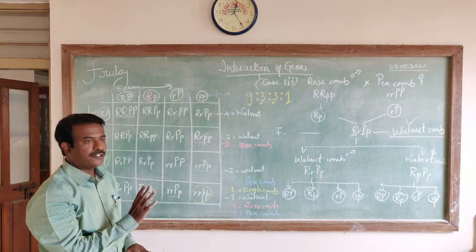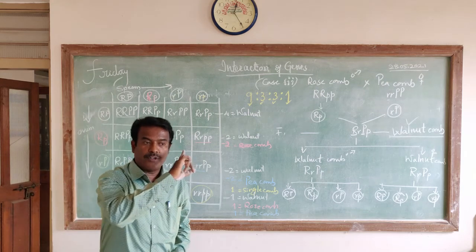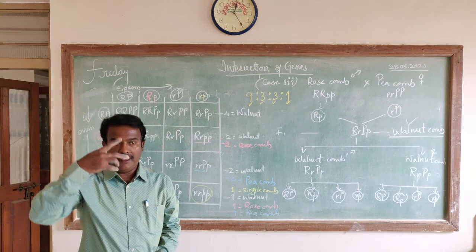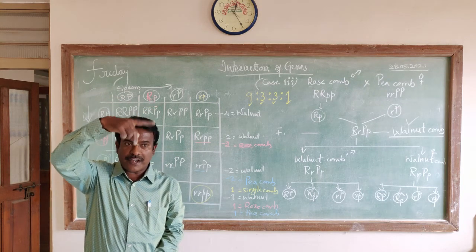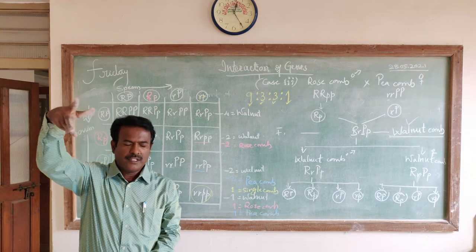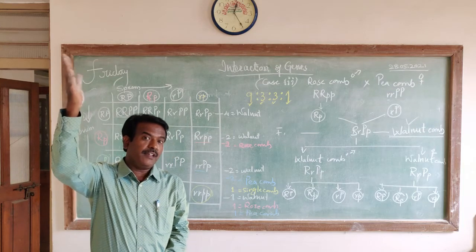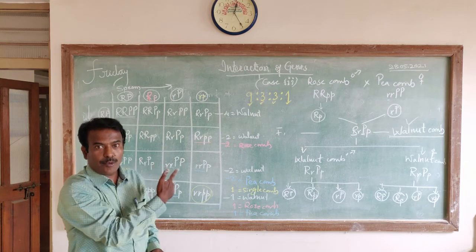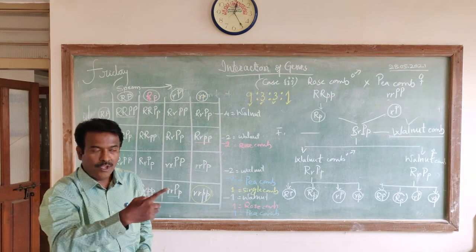But what is the difference? The ratio is not modified here, but in the dihybrid cross carried out by Mendel in case of pea plant, there two different characters had 2 genes. They did not interact, but because they belong to the same locus... So there two characters, two genes, but here one character, two genes. Two dominant genes together express one character, because they are supplementary to each other.